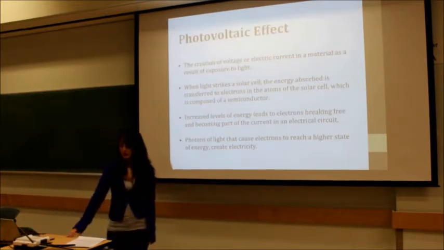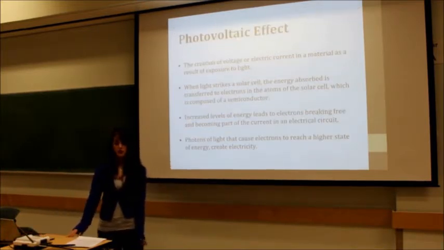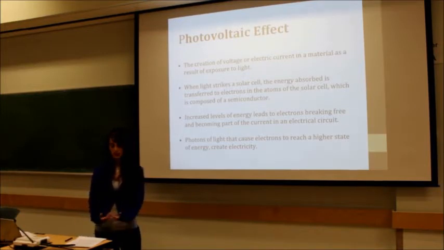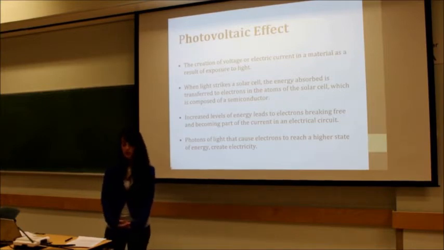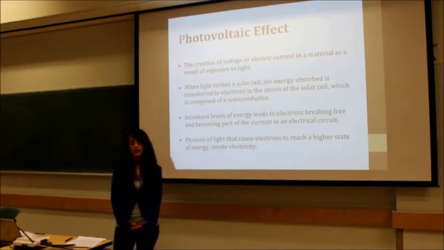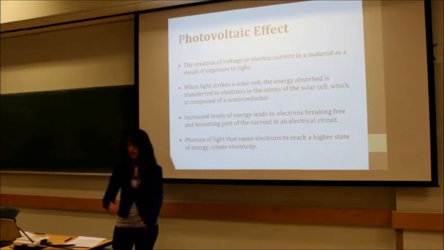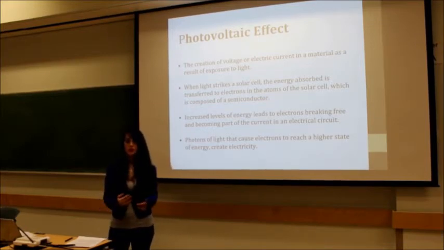So as previously mentioned, this technology relies on the photovoltaic effect. The photovoltaic effect is the creation of voltage or electric current in a material as a result of exposure to light. When sunlight is incident on the surface of a panel, the electrons in the valence band absorb this energy and become excited. Due to this increase in energy, the electrons break free and become part of the current in an electrical circuit. Thus, the photons of light that cause electrons to reach a higher state of energy create electricity.